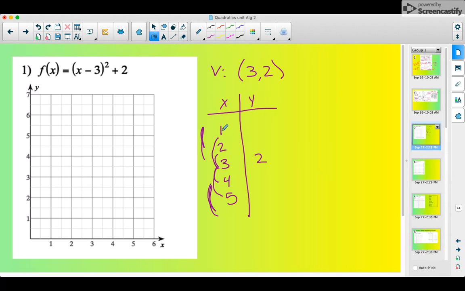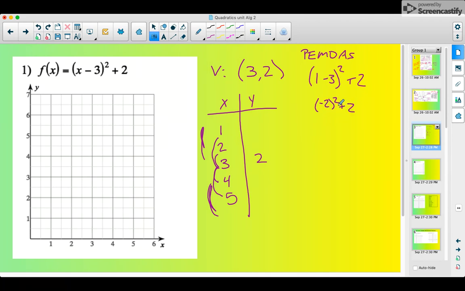So I plug each one into my equation, and I'll do a couple of them off to the side so you can see what that looks like. So 1 minus 3 squared plus 2. Following our order of operations, PEMDAS, the first thing I need to do is inside the parentheses, 1 minus 3. So I get negative 2 squared plus 2.